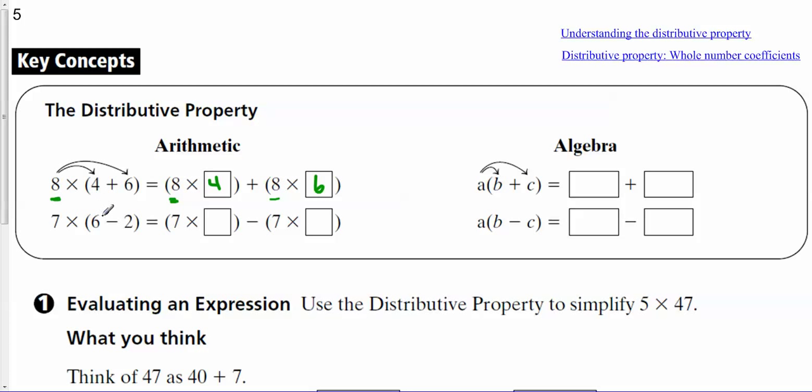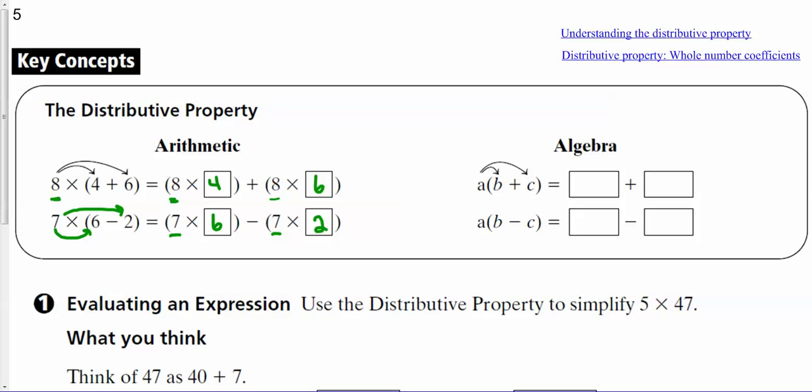We can also do it with subtraction. We're going to distribute the 7 to the 6. You notice I've got a 7 and a 7 already. Okay, minus sign, 7 to the 2. So 7 times 2. And then I would subtract those, just like I would multiply first, then I would add.